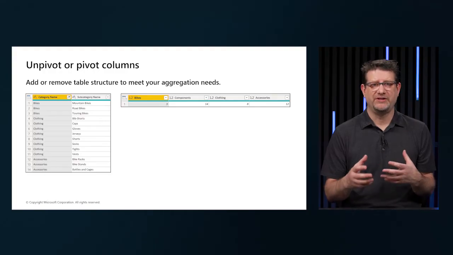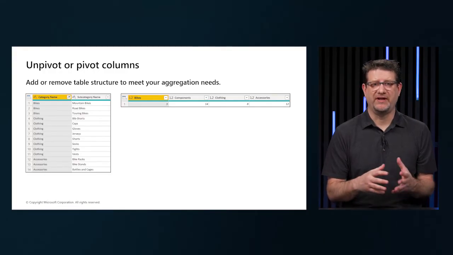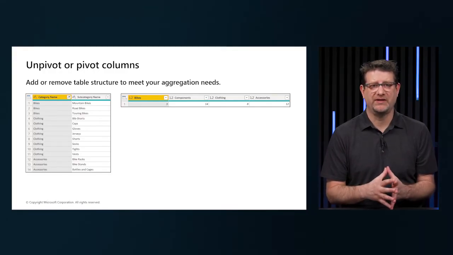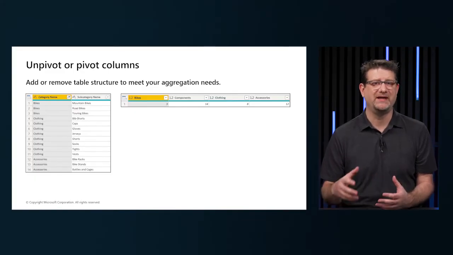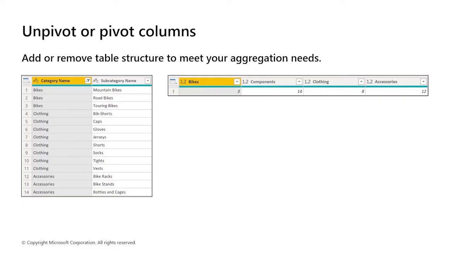If the data that you are shaping is flat, in other words, if it has lots of detail but is not organized or grouped in any way, the lack of structure can complicate your ability to identify patterns in that data. We can use the pivot column feature to convert our flat data into a table that contains an aggregate value for each unique value in a column.